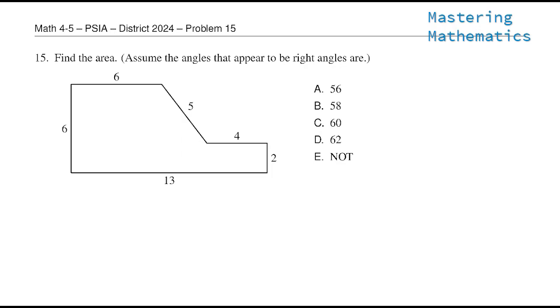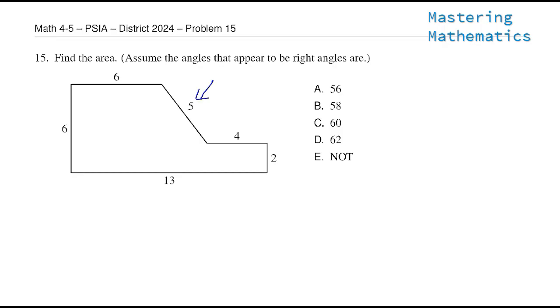This problem comes from the PSIA District 2024 Math Grades 4 and 5 contest. It was problem number 15, and it says find the area. It says assume the angles that appear to be right angles are in fact right angles. So we have a sort of rectangular shape, but then it's got this slant right here. So we're going to have to figure out how to handle that slant.